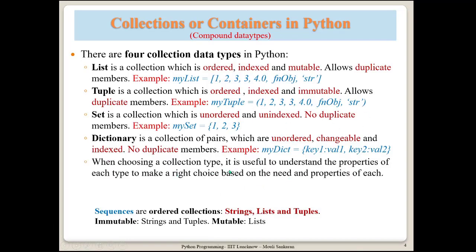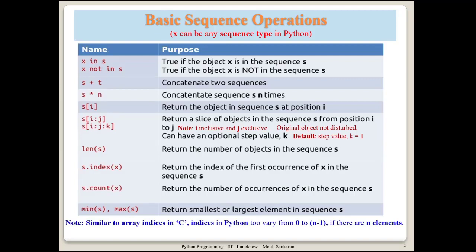When choosing a collection type, it is useful to understand the properties of each type to make the right choice based on the need and properties of each. All these different types have consistent interfaces. So once you remember one, you can try it out on other things, and it may mostly work. So the language is easy to pick up. Now, what are the sequence operations? I will show you, and we can try it out. Writing a program and then trying it out, or I can show you the complete code and then we will see each one of them instead of typing everything, which may be boring for you.